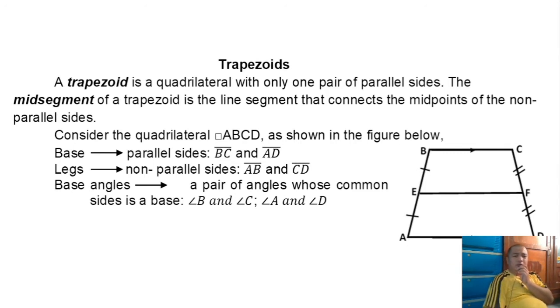So consider the quadrilateral ABCD shown in the figure below. The bases are the parallel sides, BC and AD. The legs are the non-parallel sides, AB and CD. The base angles are a pair of angles whose common side is a base. Angle B and angle C, angle A and angle D are called the base angles of the trapezoid.